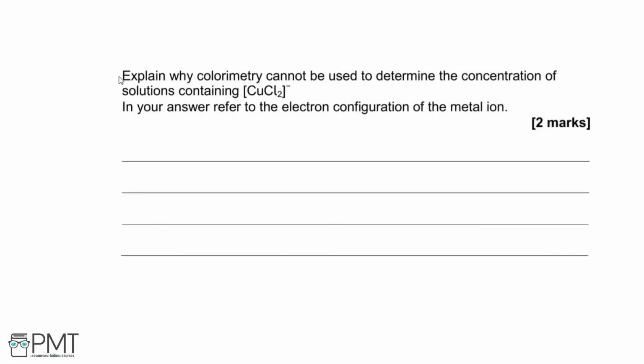For this part of the question, we need to explain why colorimetry cannot be used in order to determine the concentration of the solutions containing this ion. And in our answer, we need to refer to the electronic configuration of the metal ion.